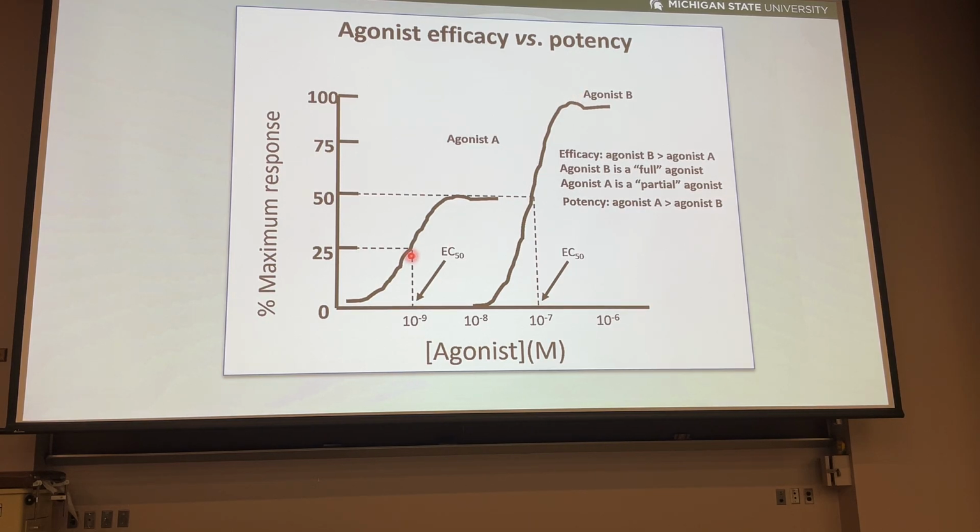However, as you can see, it takes much less of agonist A to reach its response than it does agonist B. So we have agonist A being more potent than agonist B, right? Even though it doesn't have better efficacy, it has a lesser effect, it still takes less of that drug to get to that effect. So agonist A is more potent, but less efficacious, okay? Agonist B is less potent, but has higher efficacy.